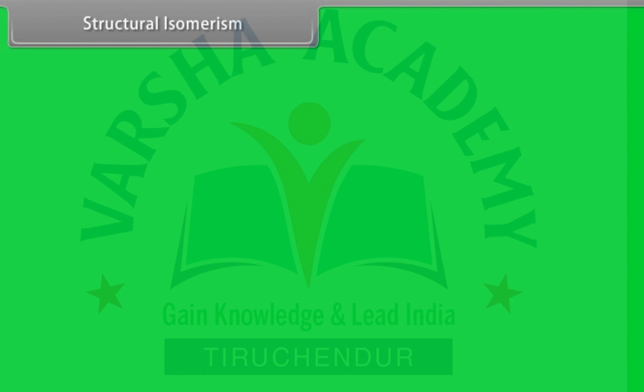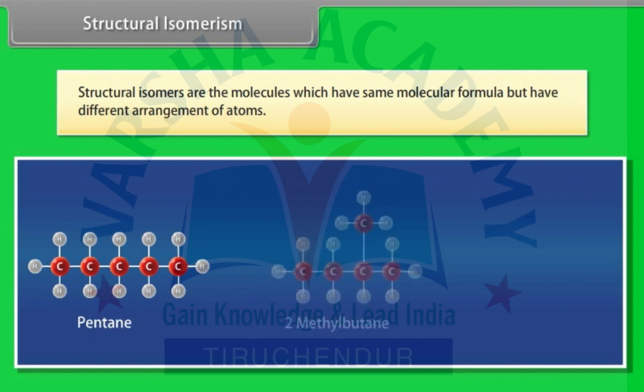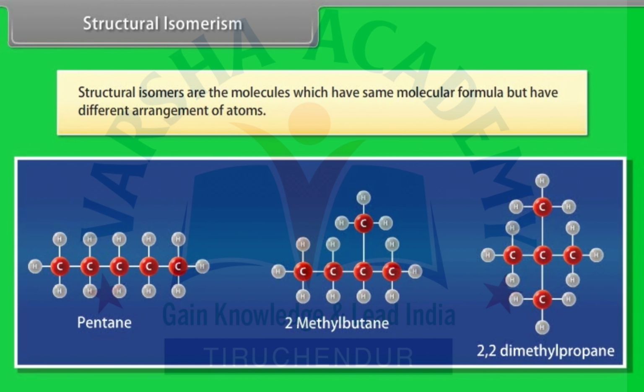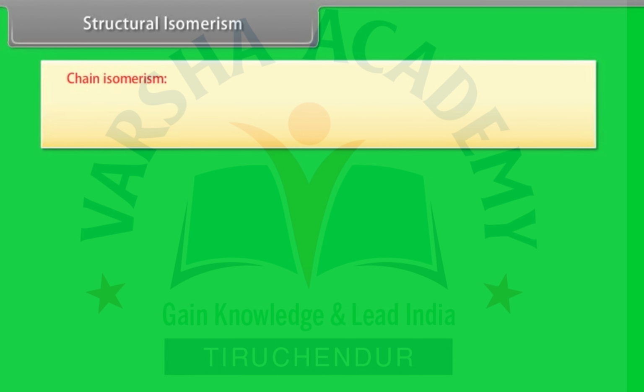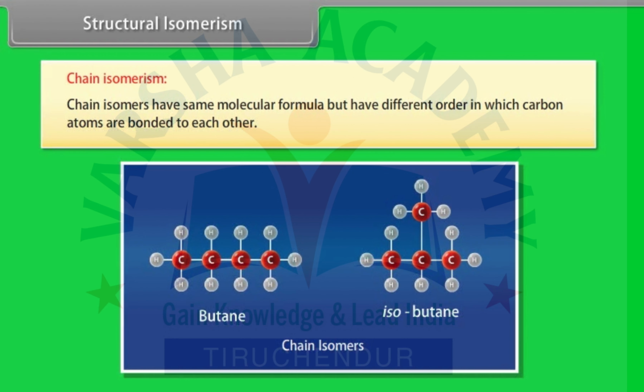Structural isomerism. Structural isomers are the molecules which have the same molecular formula but have different arrangement of atoms. Chain isomerism. Chain isomers have same molecular formula but have different order in which carbon atoms are bonded to each other.